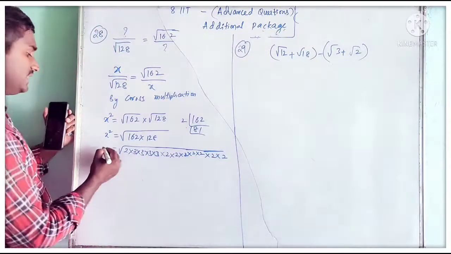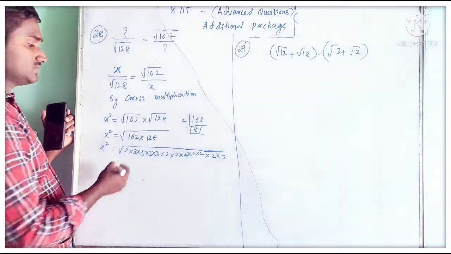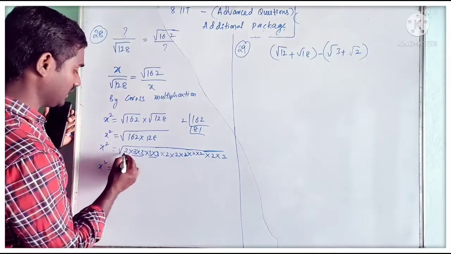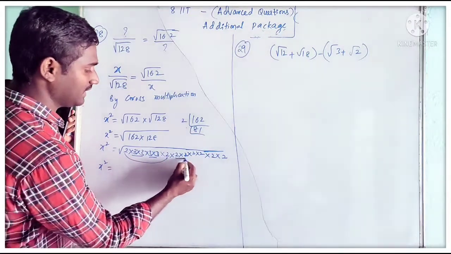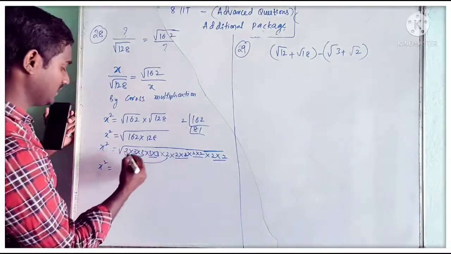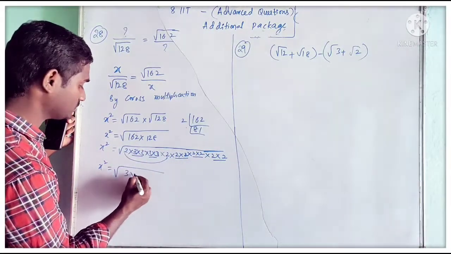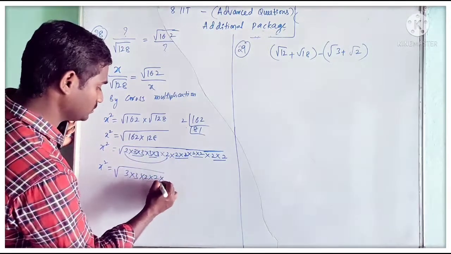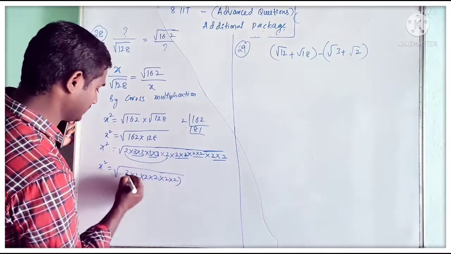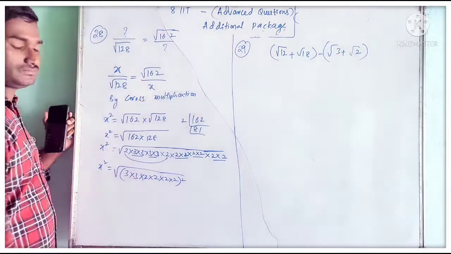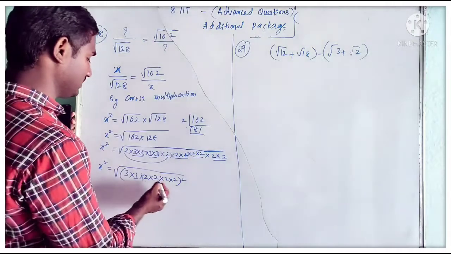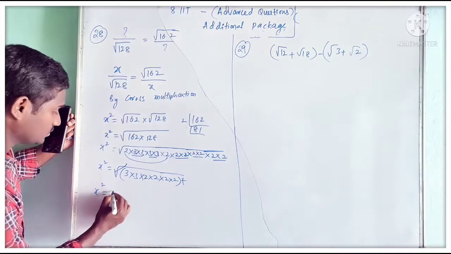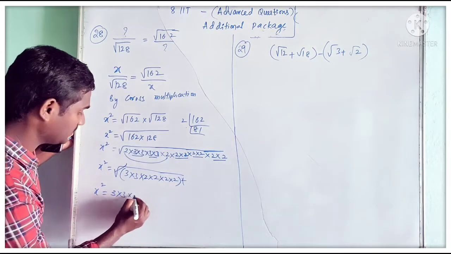When you are finding the square root, I am making pairs: this is one pair, this is one pair, and from these twos one pair I am taking, and this is one pair. I am writing this as 3 into 3 and 2 into 2 and into 2 into 2, whole square. So the square root cancels the square. So x square equal to 3 into 3 and 2 into 2.